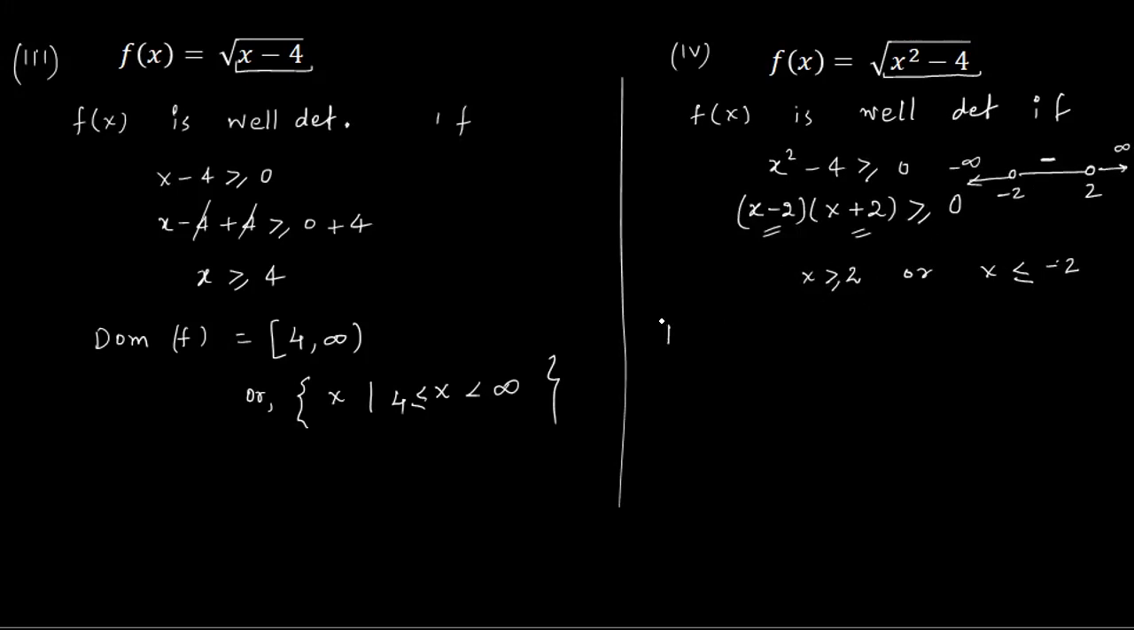So what is the domain of this function? The domain of this function is basically minus infinity to negative 2, closed at negative 2, union [2, infinity). Negative 2 is included, so we put a square bracket. This is simply the domain of this function. Let us see a few more examples to understand such questions.